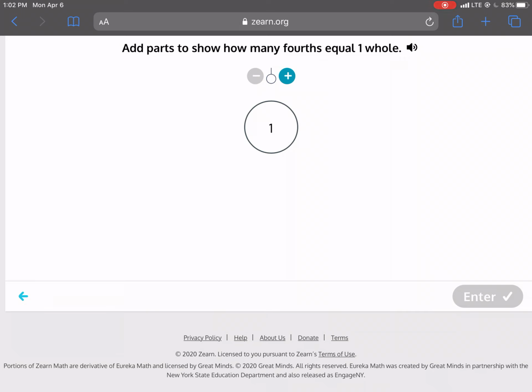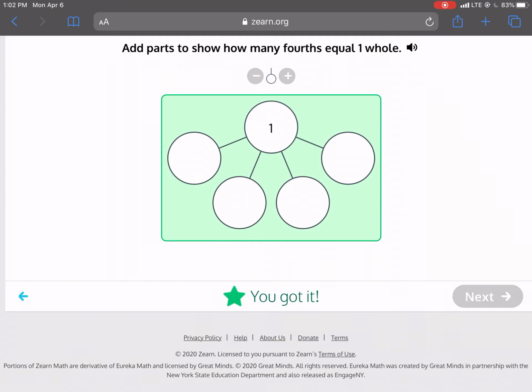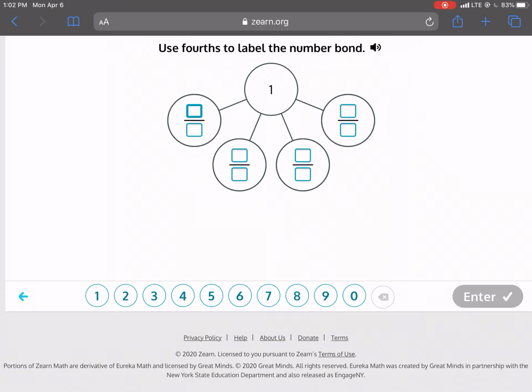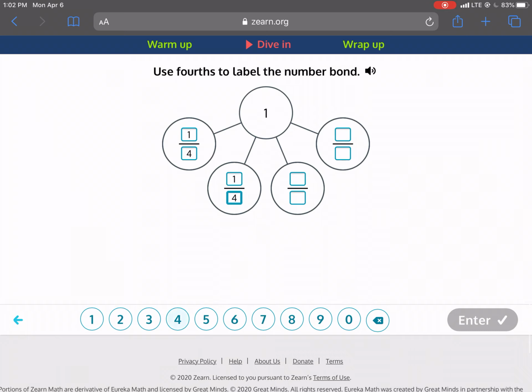Add parts to show how many fourths equal 1 whole. We need 4 parts to equal 1 whole. Use fourths to label the number bond. We've got 1/4, and another 4th, another 4th, and one more 4th.